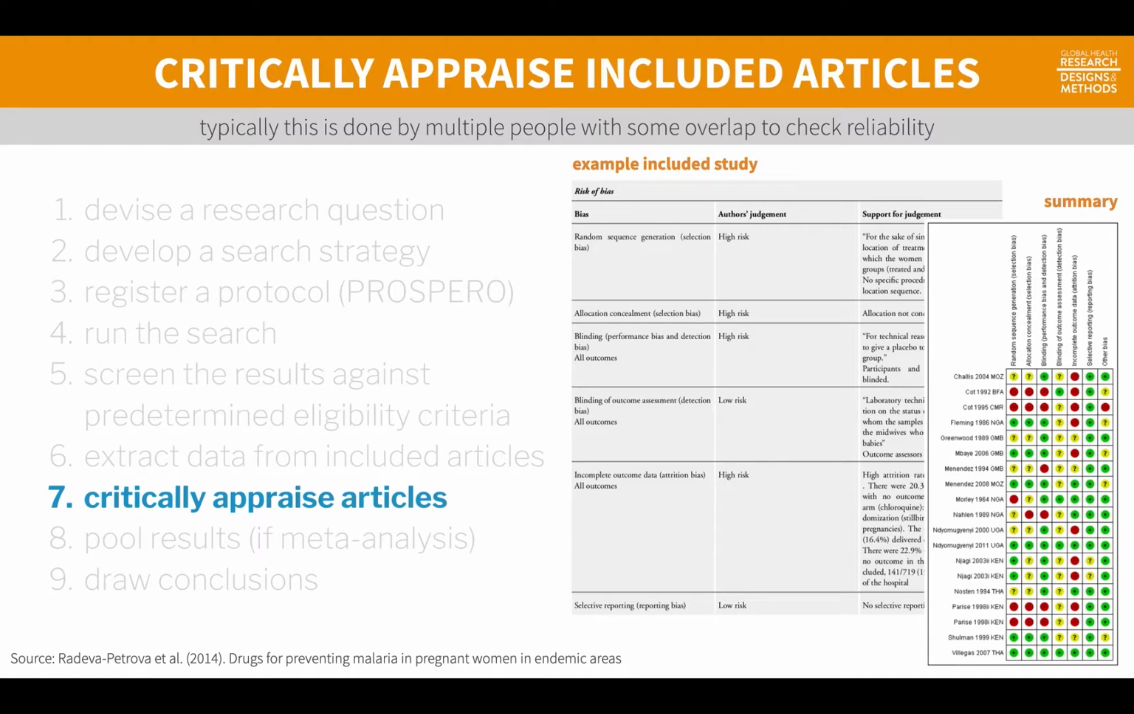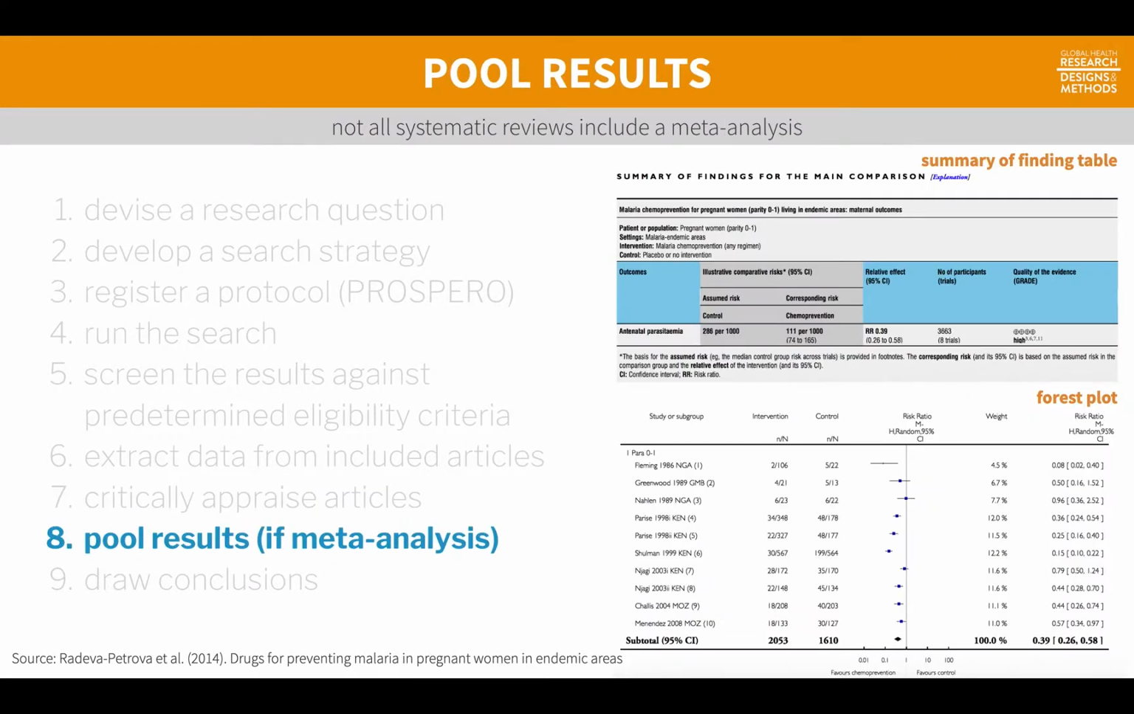In the case of our example review, two of the authors worked independently to extract key pieces of data from each study and assess the risk of bias using something called the Cochrane Risk of Bias tool. This tool covers 7 domains of risk and asks review authors to provide a rating for each study on each domain: high risk, low risk, or unclear risk. The graphic you see here is typical of what's reported in Cochrane reviews.